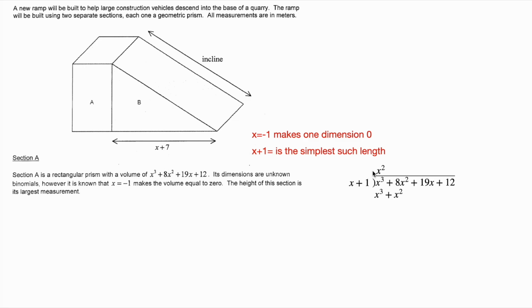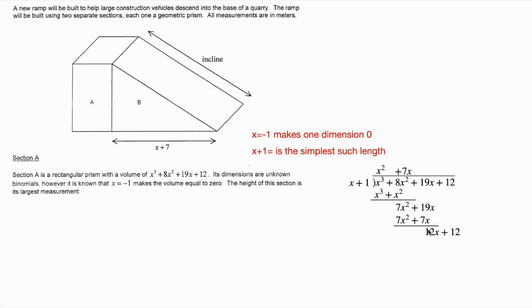Divide it in. X squared times 1 is x squared. Subtract 8, take away 1 is 7x squared. Then bring down your 19x. How many times does x go into 7x squared? It goes in 7x times, so I'm going to put plus 7x. 7x times x is 7x squared. 7x times 1 is 7x. Subtract 19, take away 7 is 12.